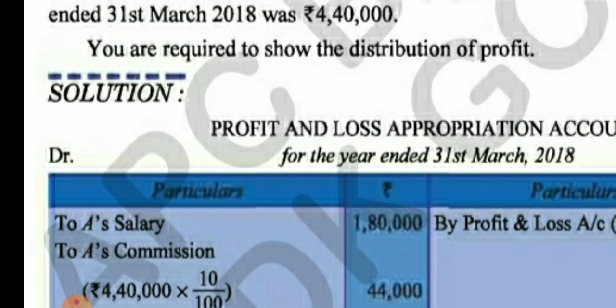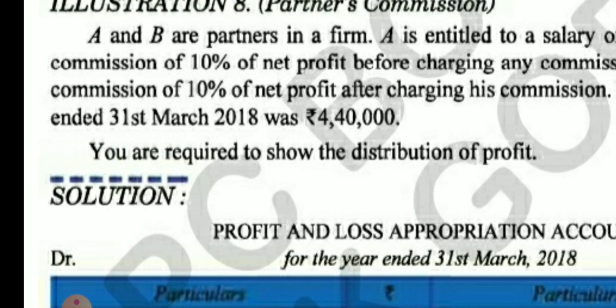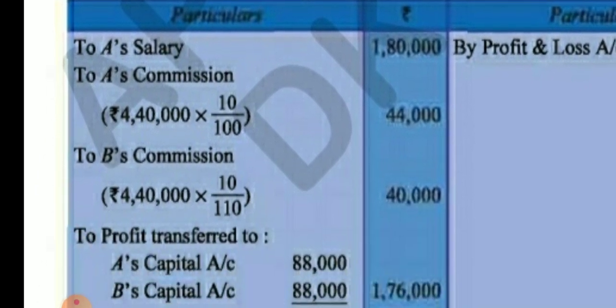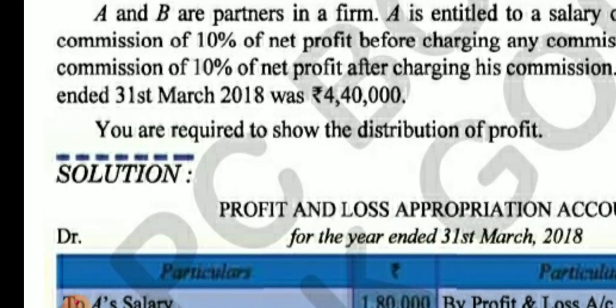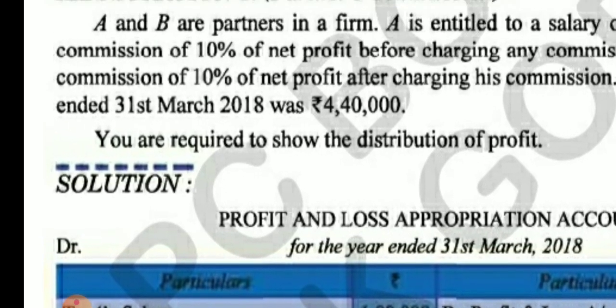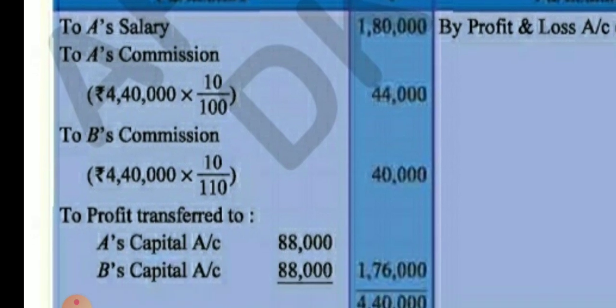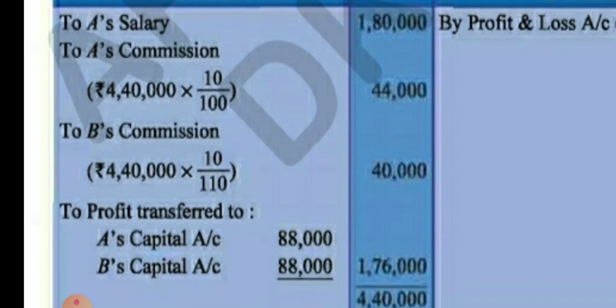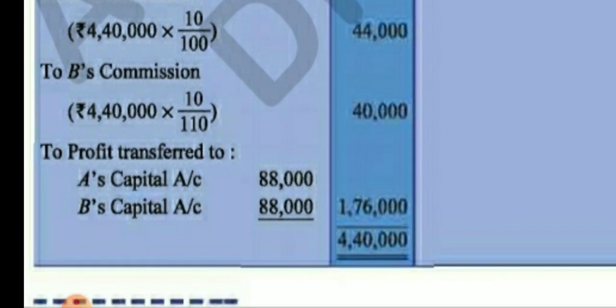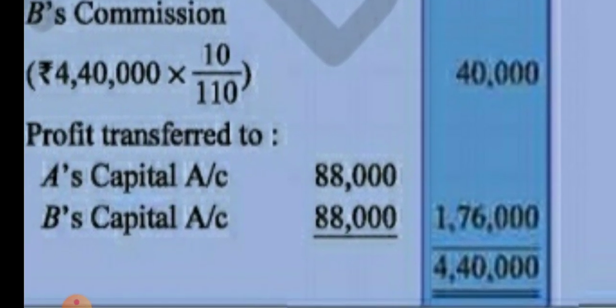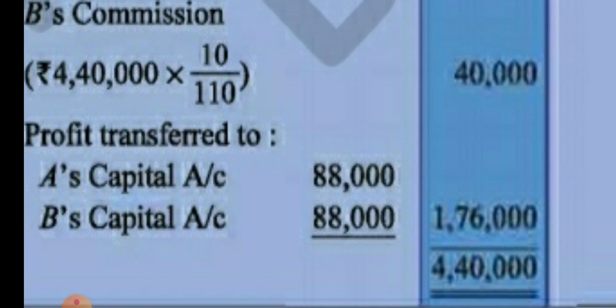But in the case of B, because it is after charging commission, we take 4,40,000 into 10 upon 110. In this way we charge the commission, because it is directly saying after charging his commission. 10 upon 110 gives 40,000. Then take the difference. The difference amount is 1,76,000, which is divided in the partners' profit sharing ratio and transferred to the capital accounts.